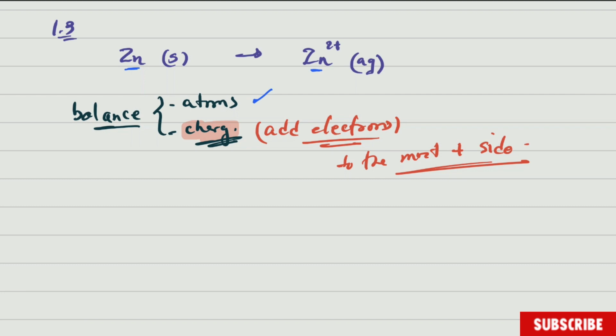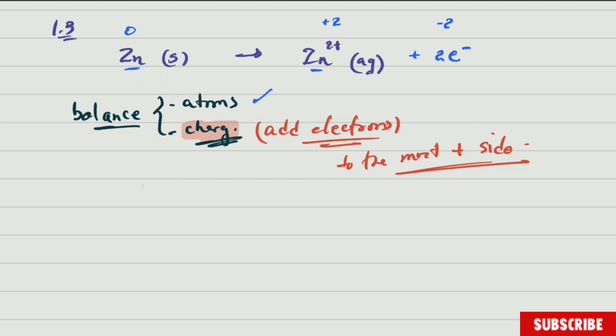Now the charge. If we go to the charge, we have a charge of 0 on the left hand side and we have a charge of positive 2 on the right hand side. So all we have to do is to add electrons to balance. Remember, the electrons are negative charge. So if we add 2 electrons here, then this one is minus 2. And you know, positive 2 minus 2 is 0, the charge is balanced.